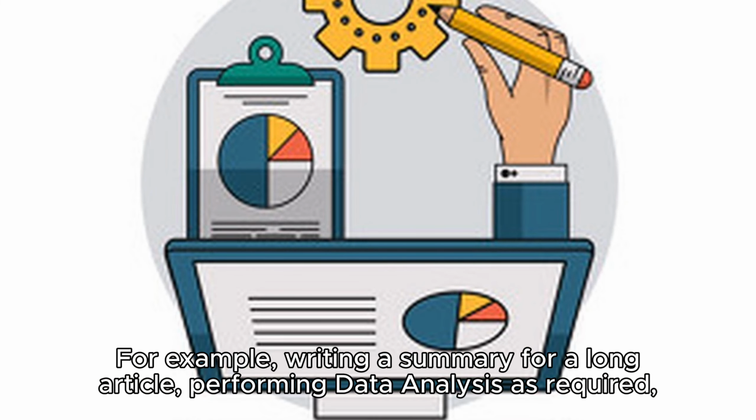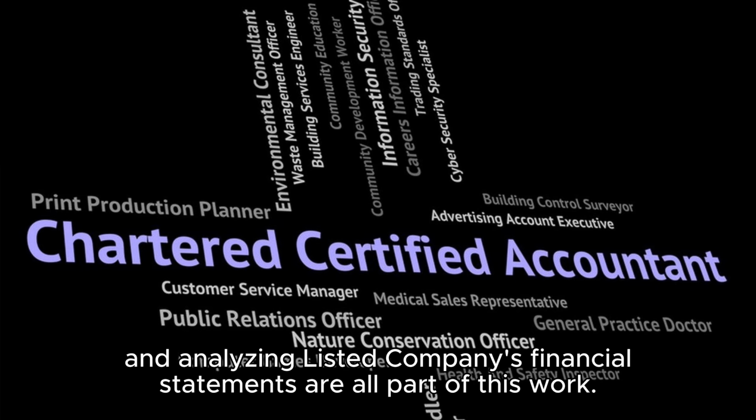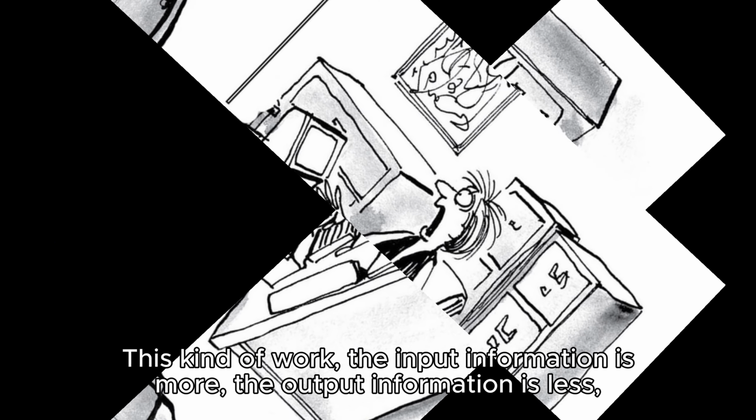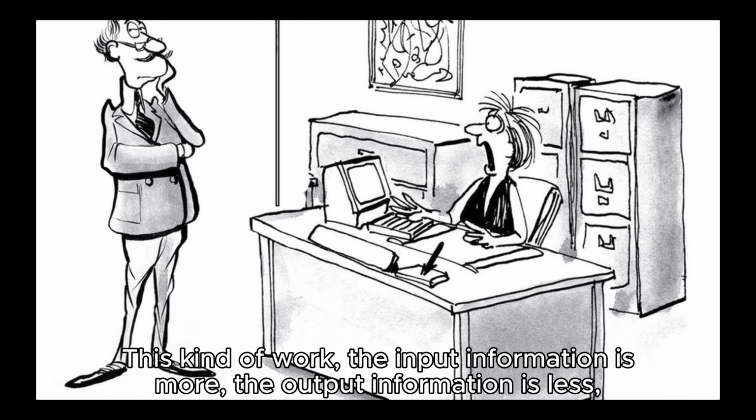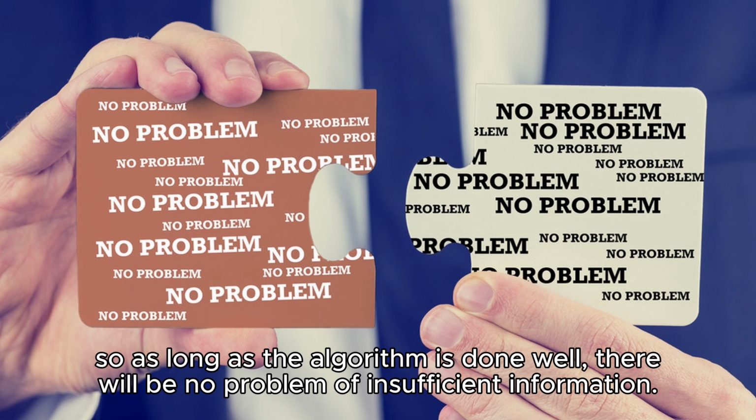For example, writing a summary for a long article, performing data analysis as required, and analyzing listed companies' financial statements are all part of this work. This kind of work, the input information is more, the output information is less. So as long as the algorithm is done well, there will be no problem of insufficient information.